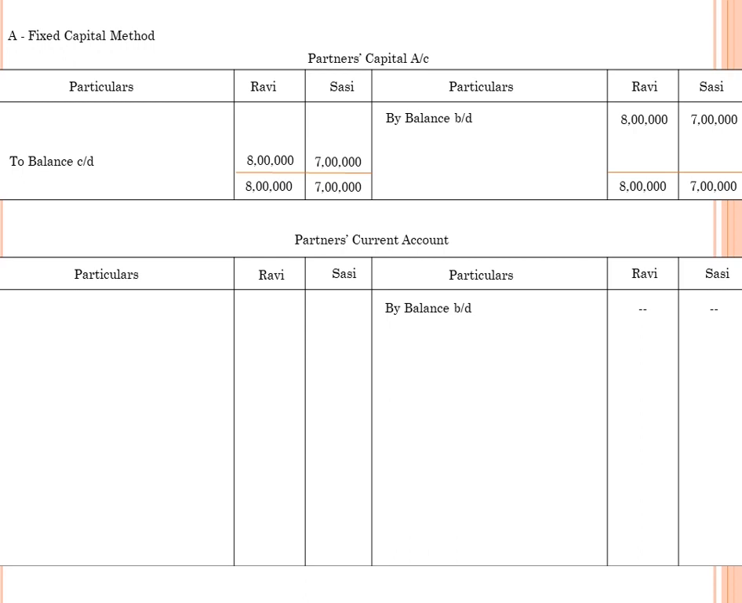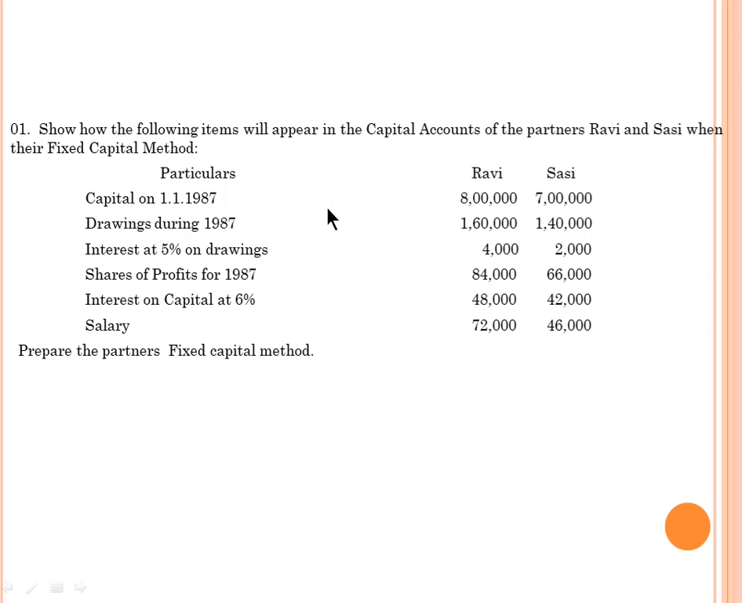Now we look into the problem. See, the opening capital is 8 lakhs, 7 lakhs, which we recorded in the partner's capital account. Drawings during 1987, 1,60,000, 1,40,000, go to the partner's current account. Interest on capital and share of profits, income, 84,000 and 66,000, go to the current account. Interest on capital at 6%, 48,000, 42,000, current account, and salary of partner, 72,000, 46,000. We move on to the partner's current account.